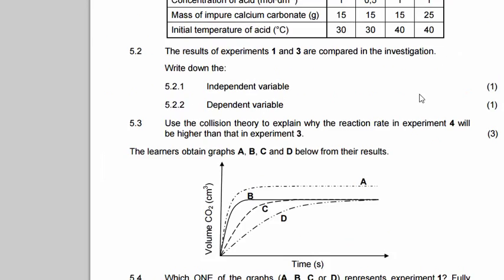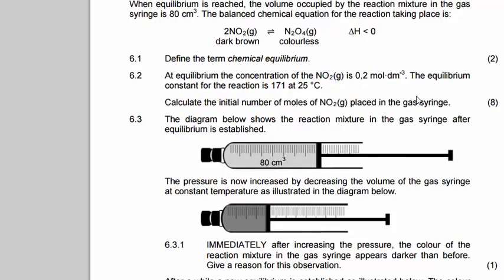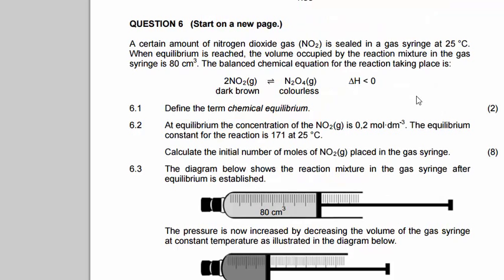Let's see if we can answer a few. Here's another one. I'll just quickly read through it. A certain amount of nitrogen dioxide gas NO2 is sealed in a gas syringe at 25 degrees. When equilibrium is reached, the volume occupied by the mixture in the gas syringe is 80 cubic centimeters. The balanced equation of the reaction taking place: nitrogen dioxide decomposes into dinitrogen tetraoxide, and this one is dark brown while that one is colorless.